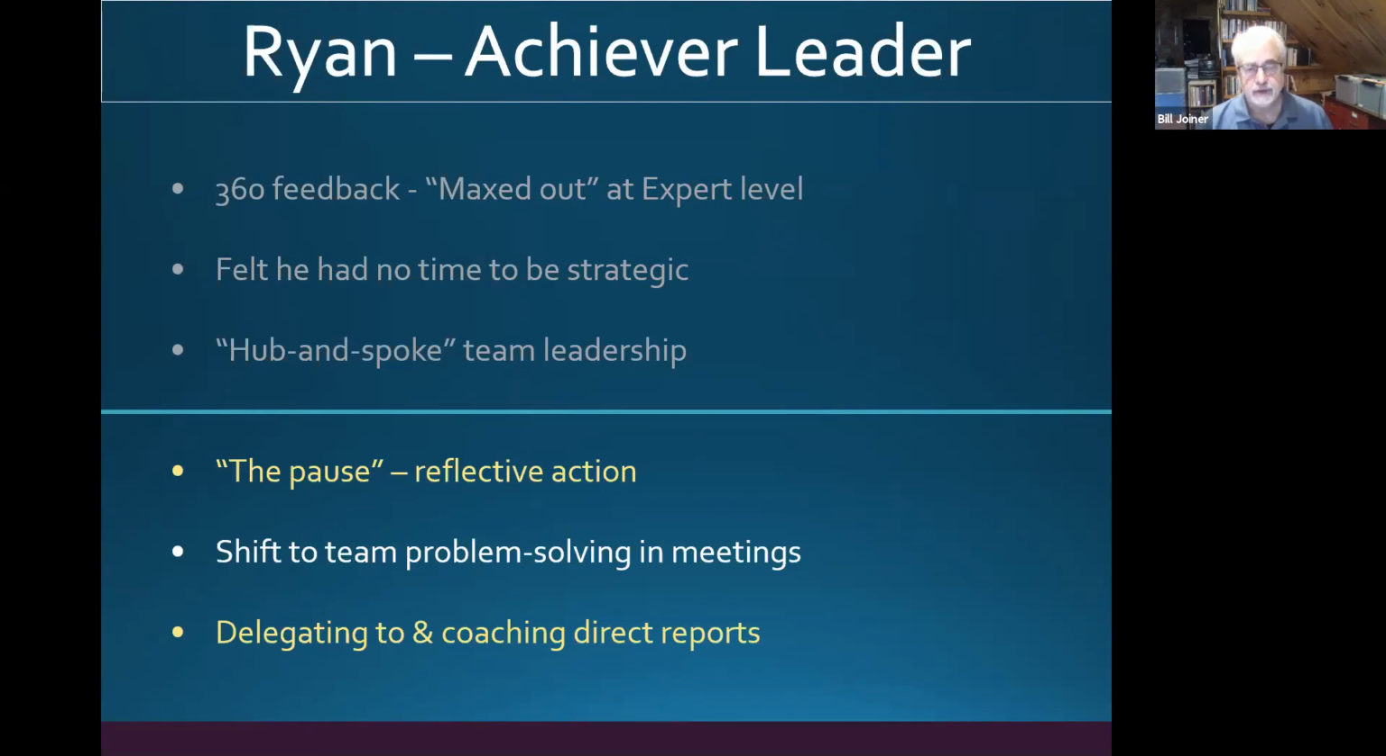And then he also, with his team, shifted into a team problem solving approach. So anything that could affect most or all of the team, he would put on the agenda and they would discuss it as a team. That was a new approach for them.